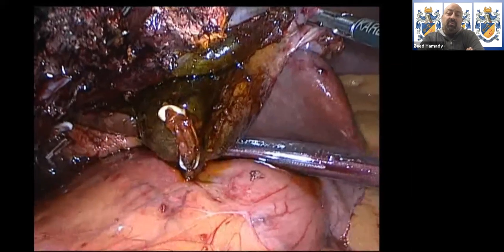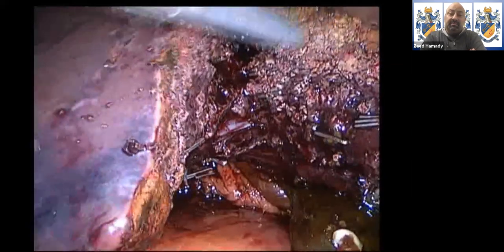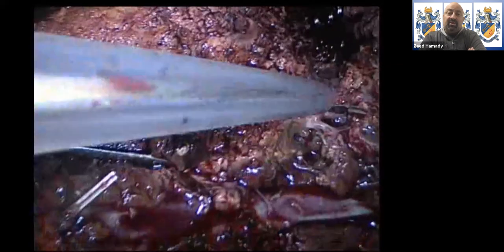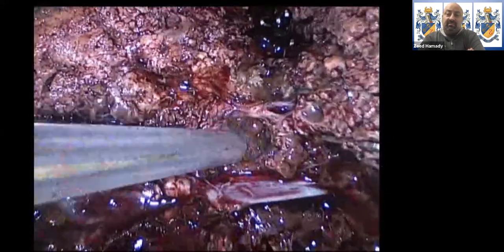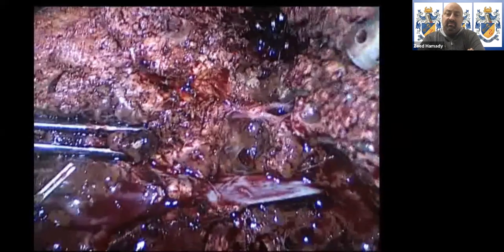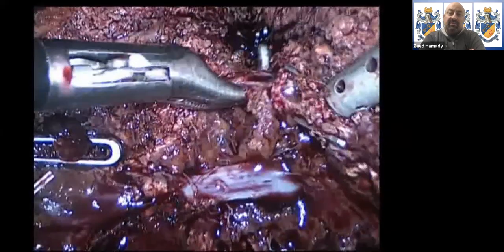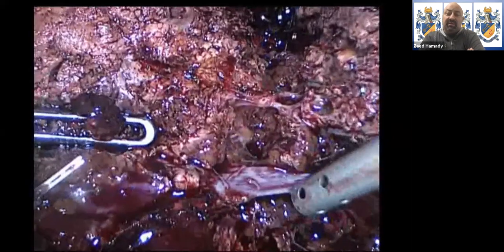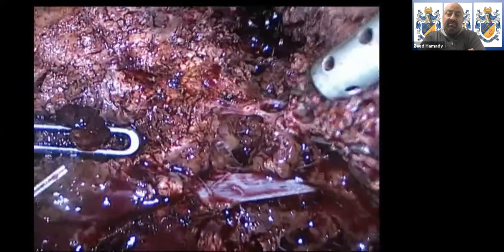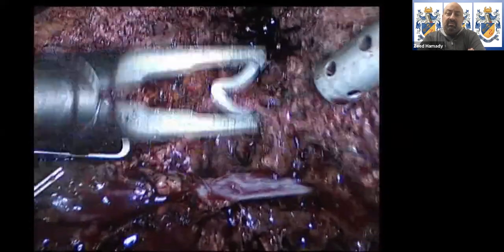So now we've got enough time off Pringles. Now we're going back to Pringles. And you can see when you dissect with the Pringles, you just have a clear plane without any blood. Always use the right angle. Just assess how big the size of the vessel is that you're going to clamp. Hemolocks.